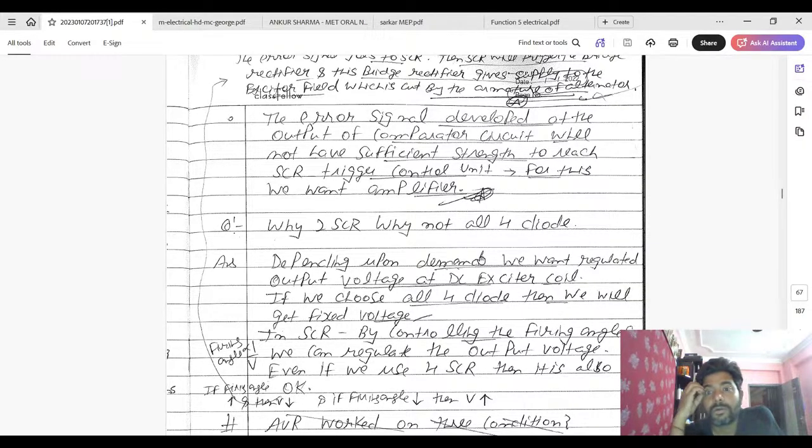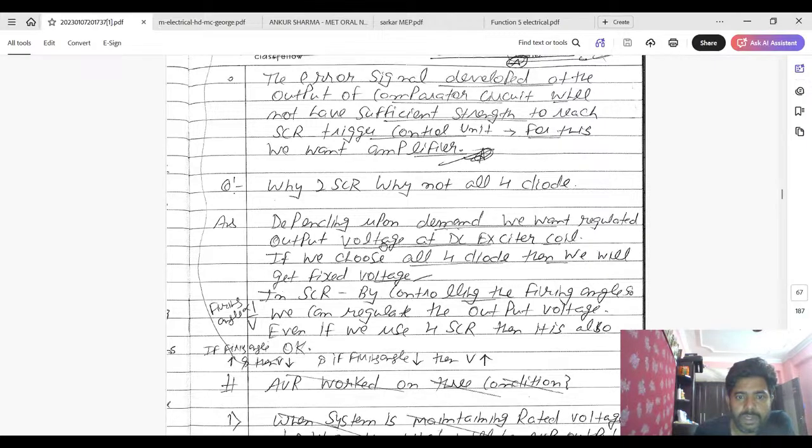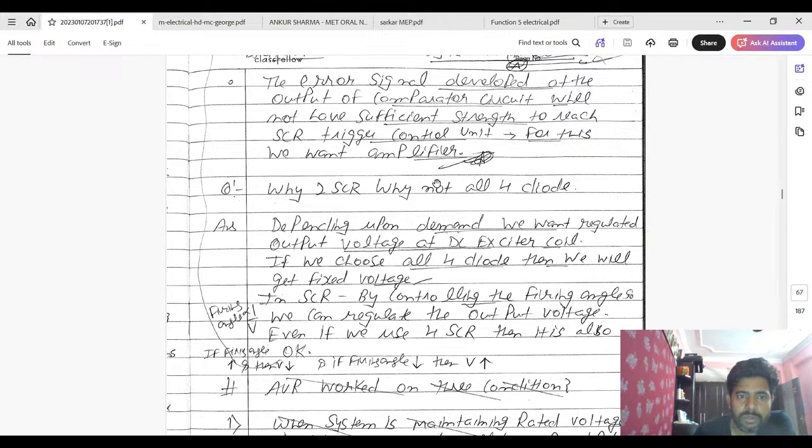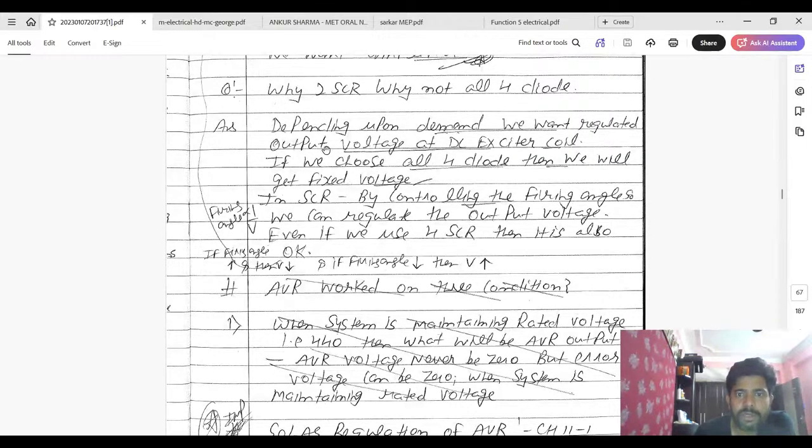The error signal developed by the output comparator circuit will have a sufficient level, which we want amplified. Okay. Now, why two SCR, why all four diodes? So the answer is, depending upon the demand, we will regulate our output voltage and the DC excitation coil. If we choose all four diodes, then we will get a fixed voltage.